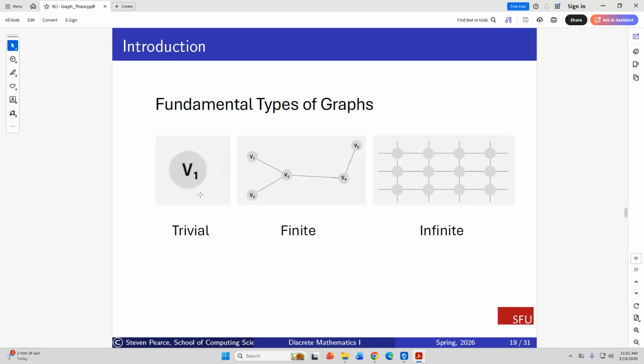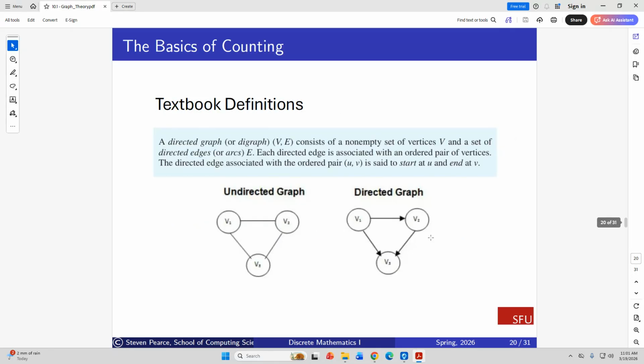Fundamental types of graphs: just a node by itself, or a finite graph, which is a bunch of nodes connected by edges, or an infinite graph. We're not going to talk about those. We've already seen the definition here. This is an undirected graph. This is a directed graph. An undirected graph doesn't have arrows. A directed graph has arrows.